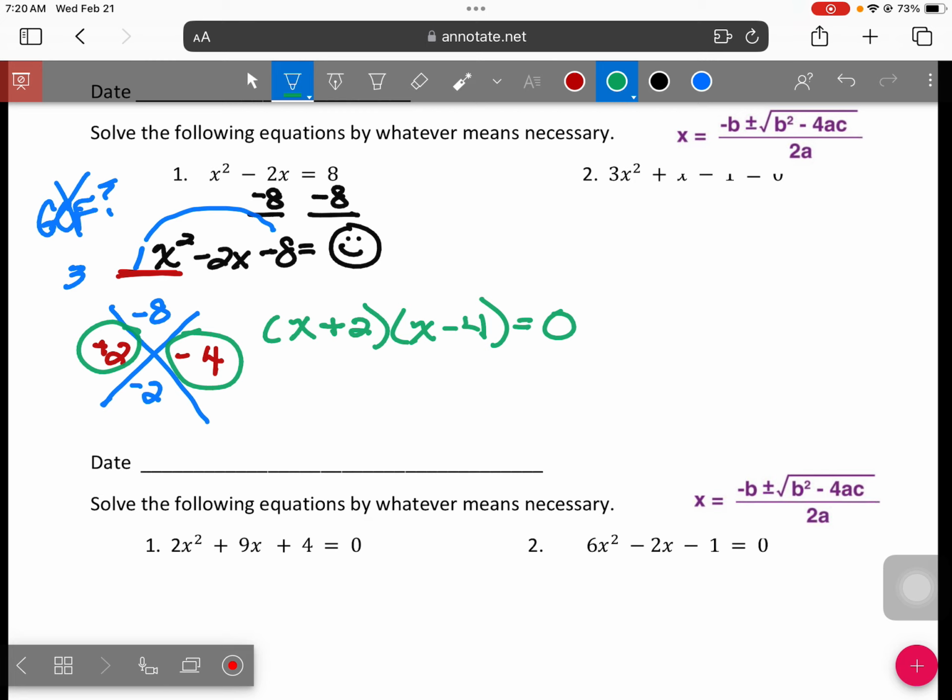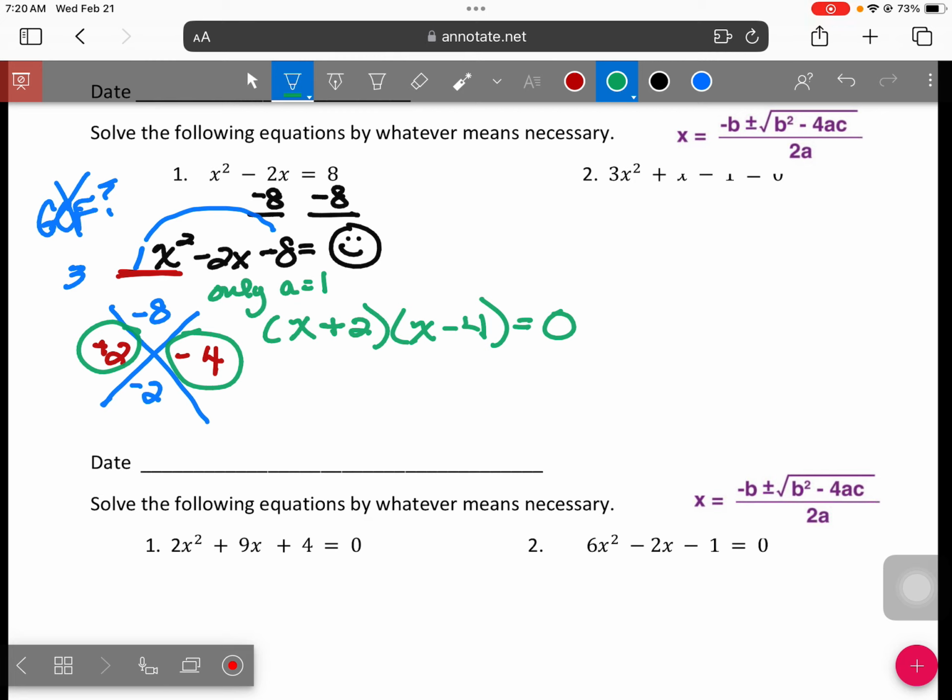That is only when A is equal to 1. If A is equal to 2 or 3 or negative 5, it won't work, okay? What do I do at this point?